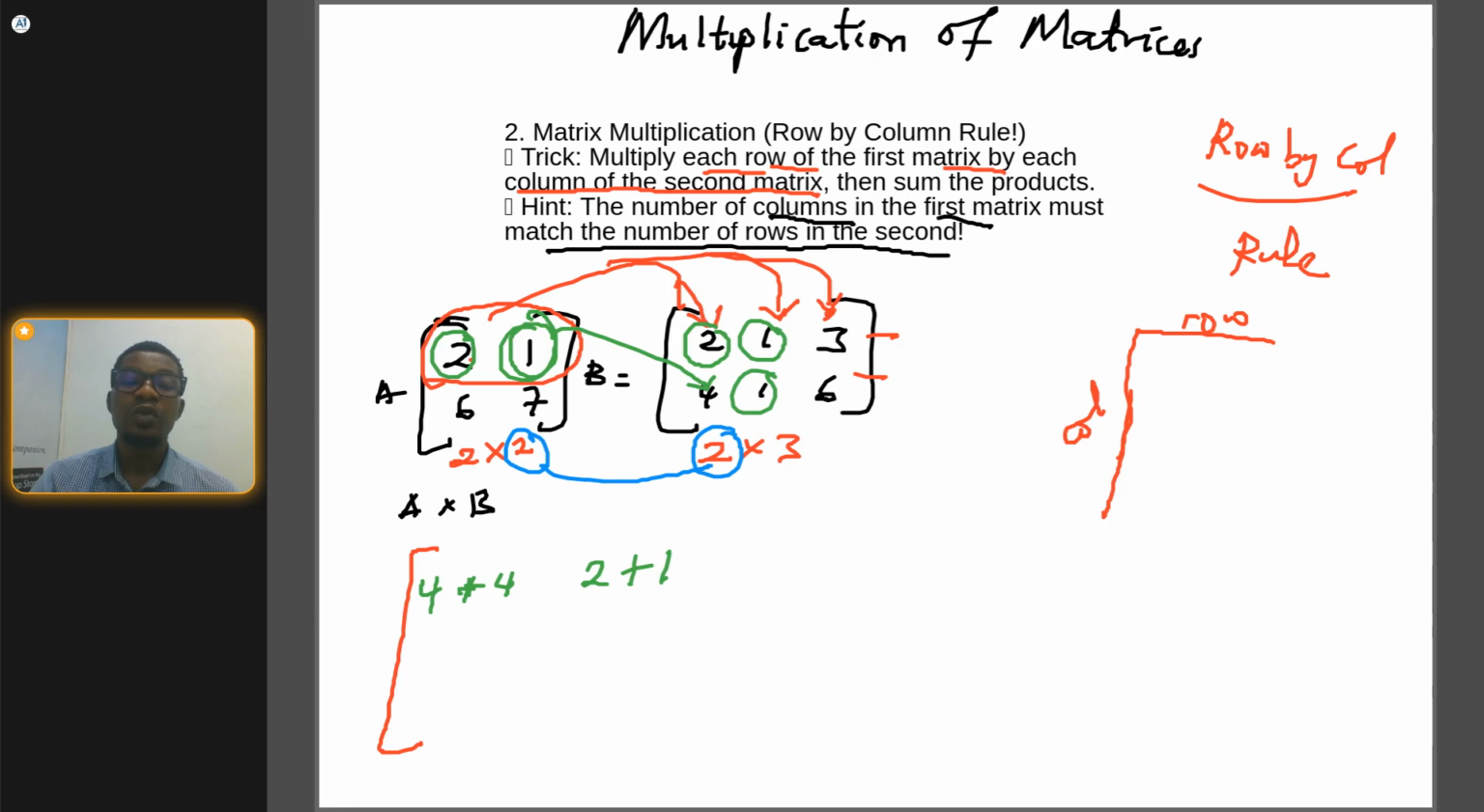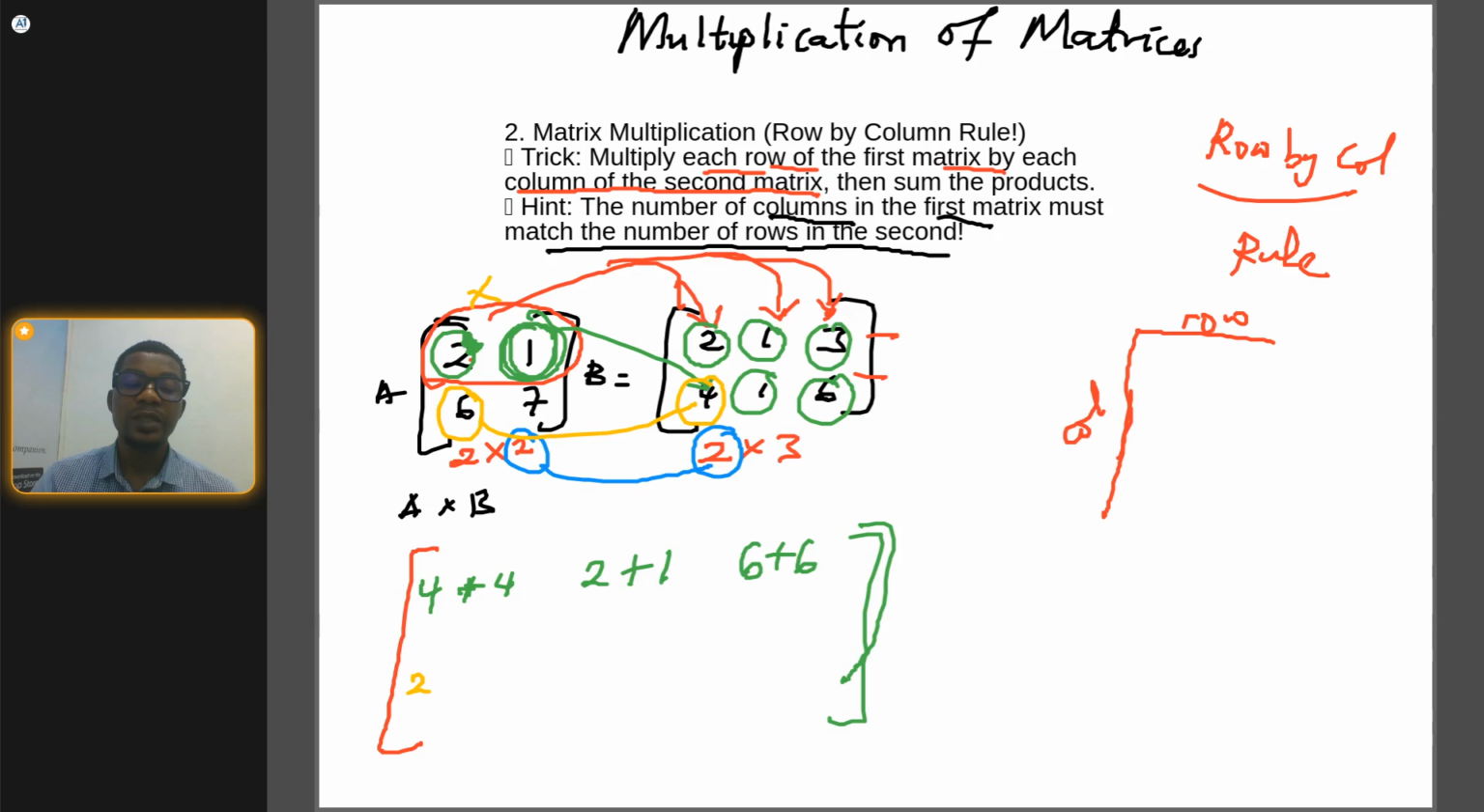We'll go again taking the same row to multiply the third column. That is 2 multiplied by 3, that is 6. Then 1 multiplied by 6 is also 6. So now we can move to the second row. We have exhausted the first row.